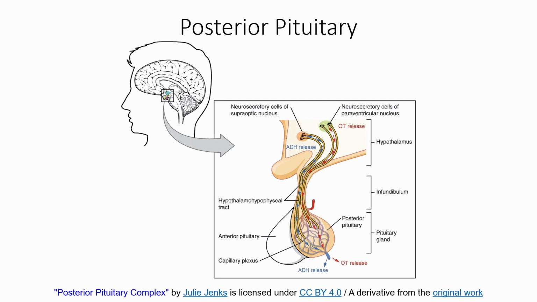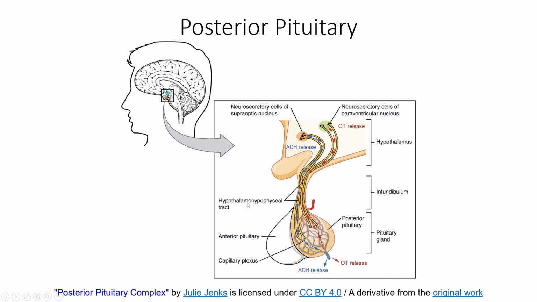So let's look at how we're wired up with the posterior pituitary. We're going to start there and then we'll go to the anterior. So in this case, here's our hypothalamus, right? And we see ADH as well as oxytocin are both produced in the hypothalamus. And they're going to follow along this hypothalamo-hypophyseal tract. What a name, right? If we break it down, hypothalamo, think hypothalamus, hypophyseal, because the hypophysis is another name for the pituitary gland.